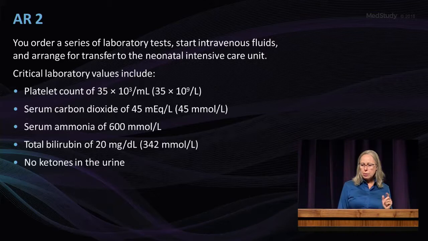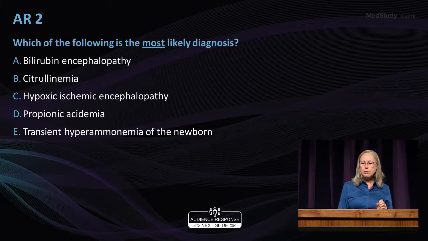Critical lab values: platelet count of 35, serum carbon dioxide of 45, serum ammonia of 600, total bili at 20, no ketones in the urine. Which of the following is the most likely diagnosis?